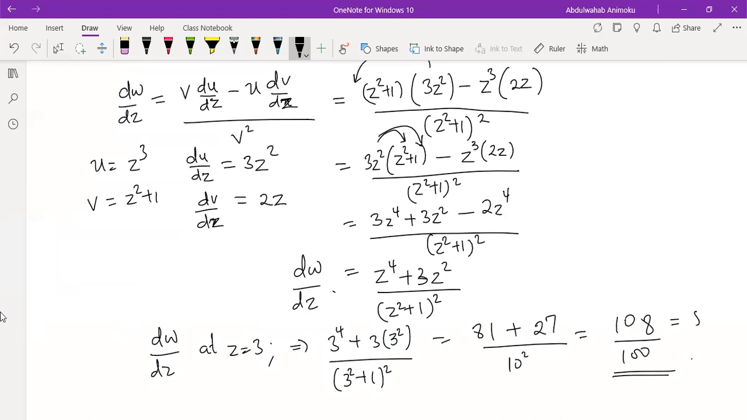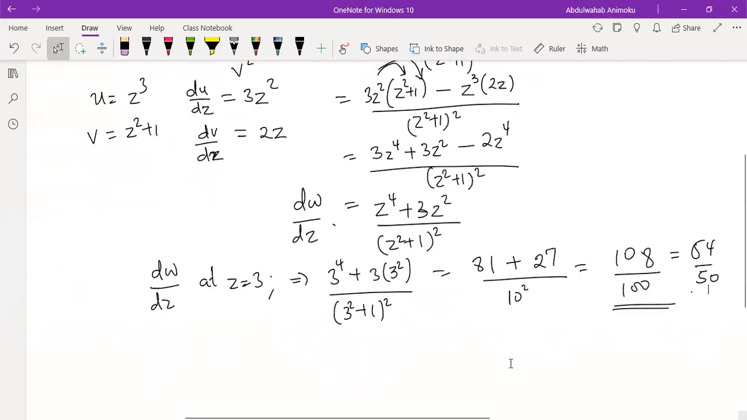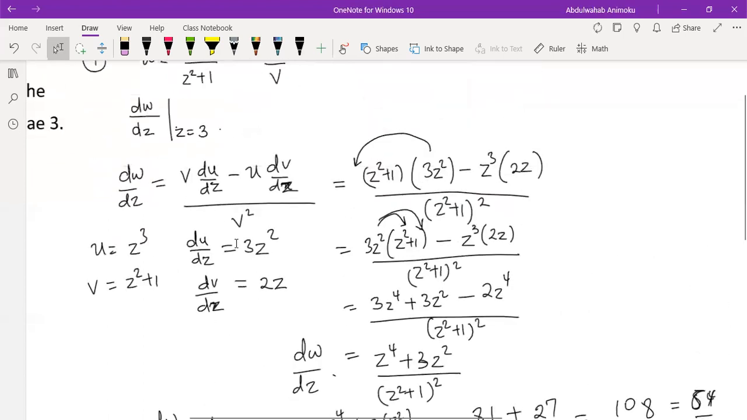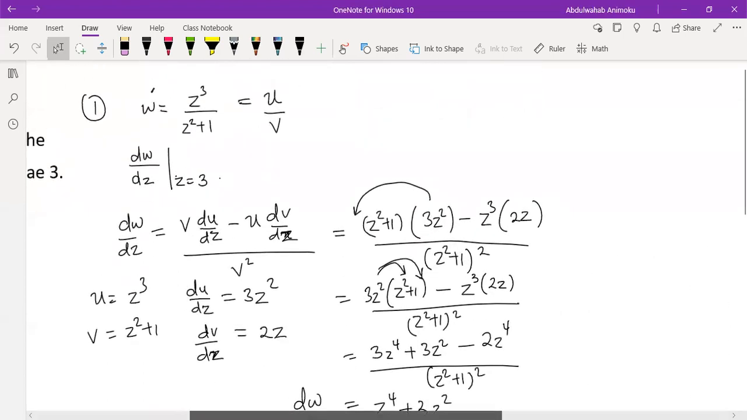So you can simplify as 54 over 50, simplify further as, 2 can go again into 54, that is 27? Yes, I think that's 27 over 25. So this would be your final answer to the problem. Okay, so that is the first of the 3 problems that we need to solve. Let's move to the second one.